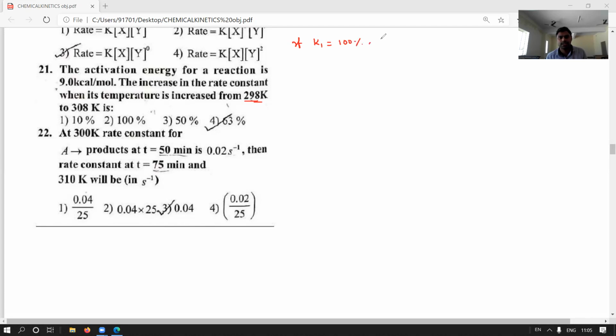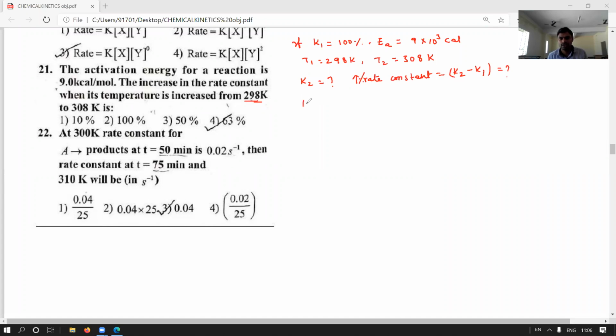Activation energy is equal to 9 into 10 to the power of 3 calories. Temperature T1 is equal to 298 kelvins and temperature T2 is equal to 308 kelvins. What we need to find out is the K2 value and the percentage increase of the rate constant, which is equal to K2 minus K1. That value we need to find out. So that is the answer for this case.